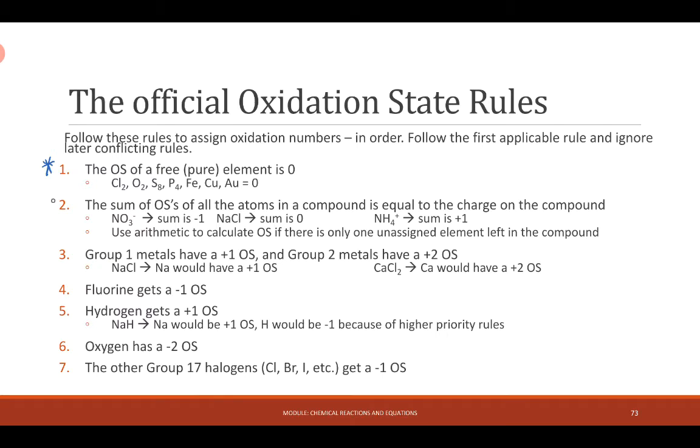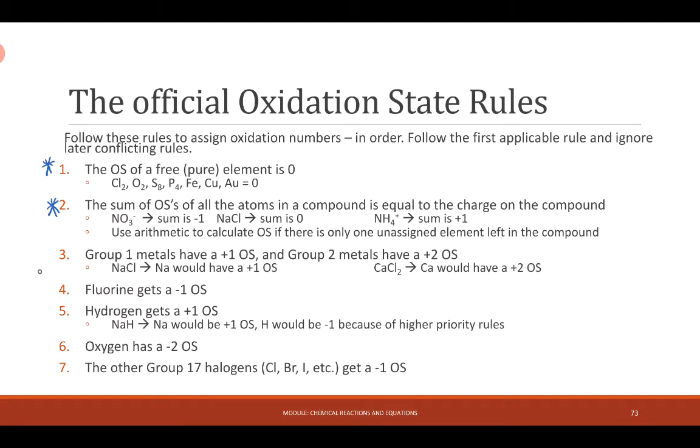The next highest priority rule is that the sum of the oxidation states has to equal the charge on the compound. So for instance, in NH4+, the sum of whatever nitrogen is and the sum of all the hydrogens has to equal +1. If it's neutral, it has to add up to 0. So as soon as you have one element left in assigning oxidation states, you have to use arithmetic to figure out what the missing number is.